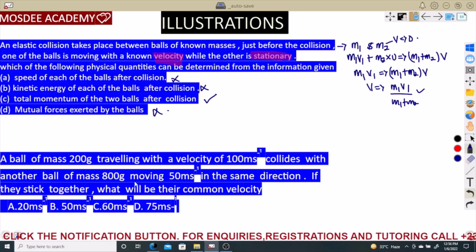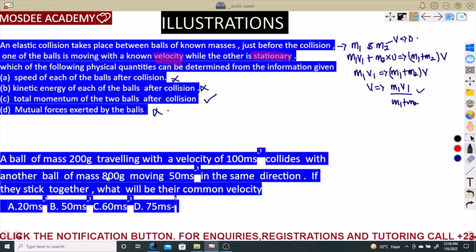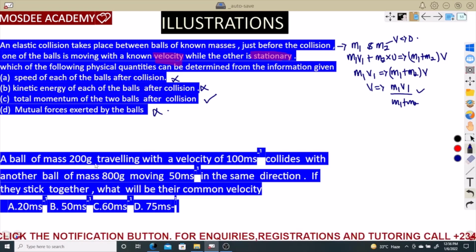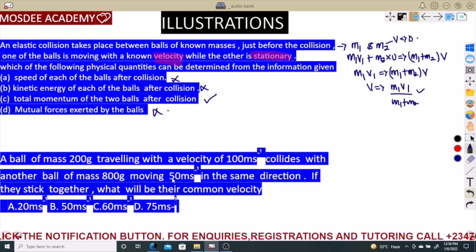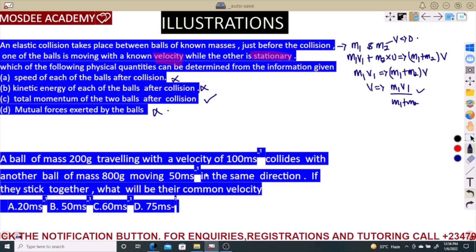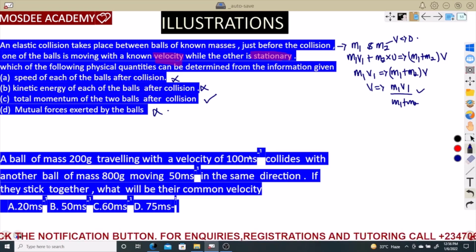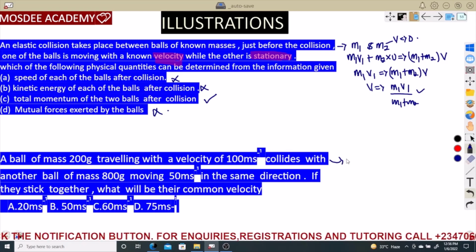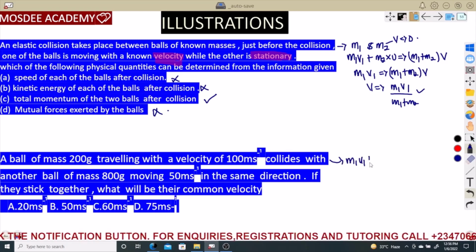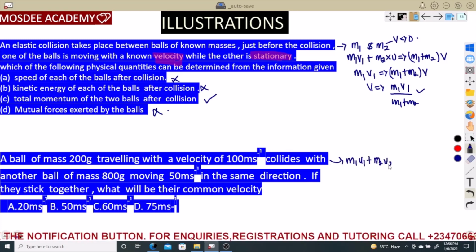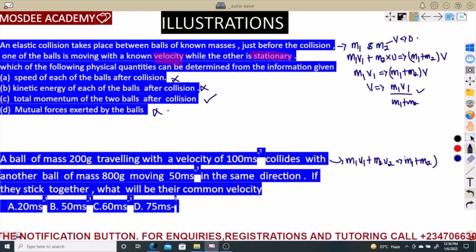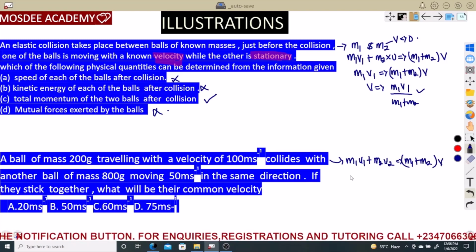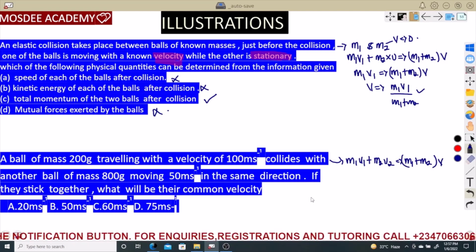The second one is, I think, a direct question, which I will just take you through as usual. A ball of mass 200 grams traveling with a velocity of 100 collides with another ball of mass 800 grams moving with 50 meters in the same direction. If they stick together, what will be their common velocity? So directly, my dear students, m1 u1 plus m2 u2, they are moving in the same direction, equals m1 plus m2 times v. So you substitute the parameters, drop the answer in the comment box, and so on.